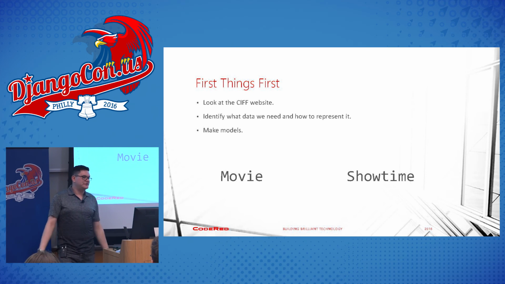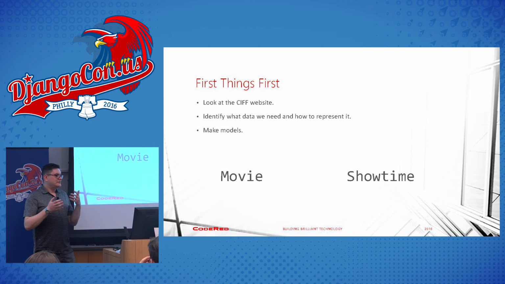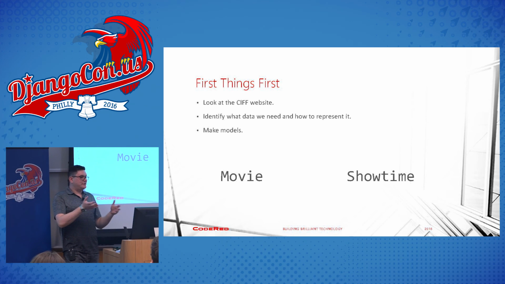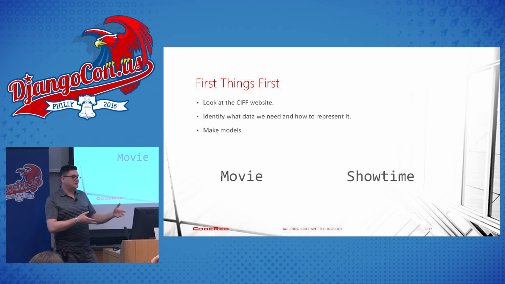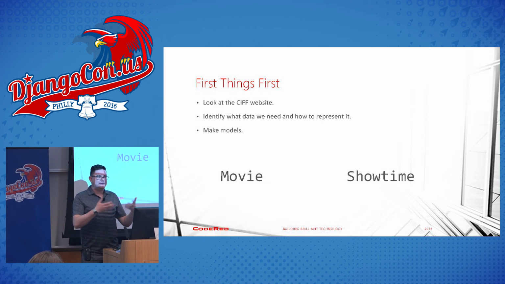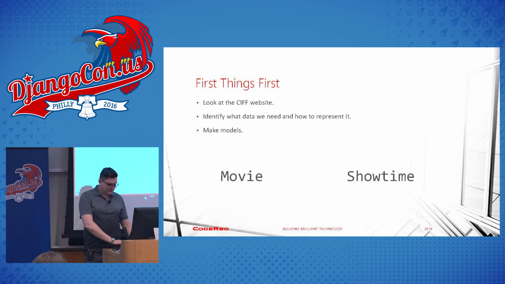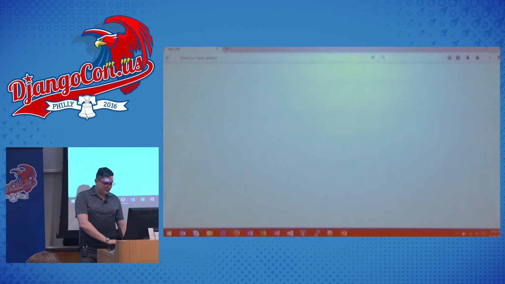So first things first, we're basically starting from nothing. We need to look at their website and identify what the data is and what we need to do to represent it. And we need to make some models. The most obvious models are the movie model to represent the film itself, and the showtime to represent the time that the film is playing, because some of them will play 2 or 3 times over the course of the film fest. So I will just go to their website real quick.